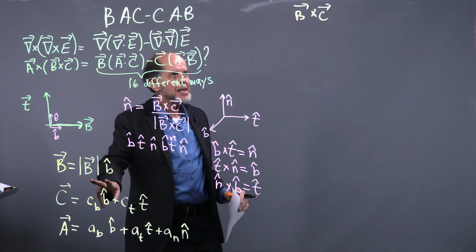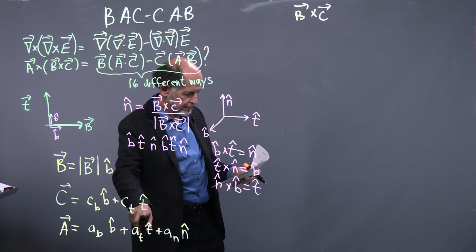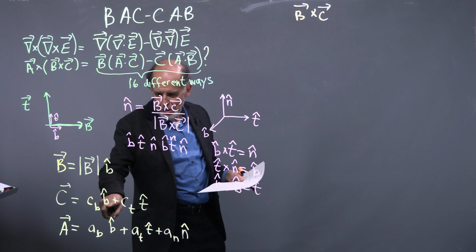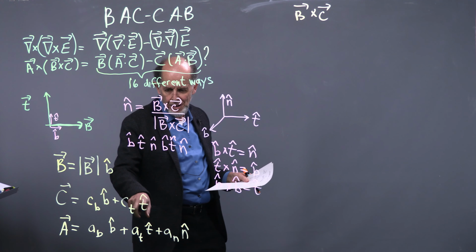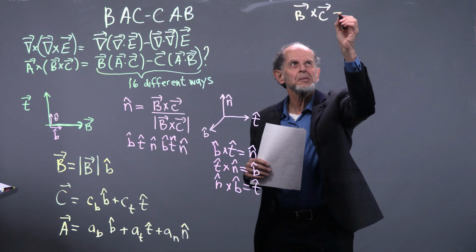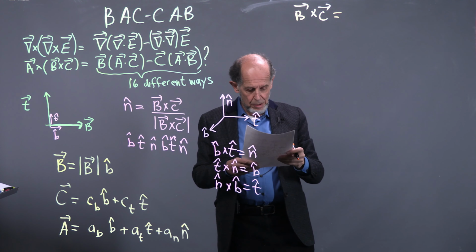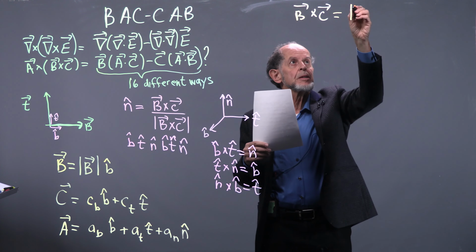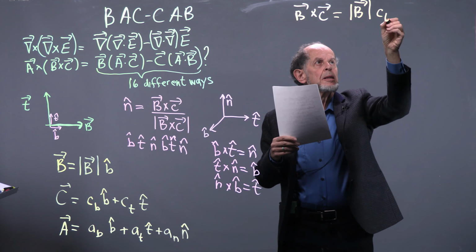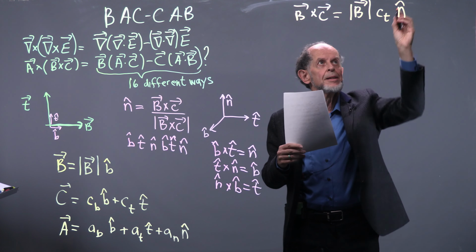B only has the B hat component, and C has a B hat and a T hat. So we cross product. B hat cross B hat is 0. B hat cross T hat is N hat. Wow, one term. Instead of 6 terms, we have 1 term. So our answer there is this. And B hat cross T hat, I just said, is N hat.